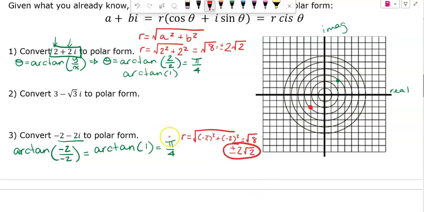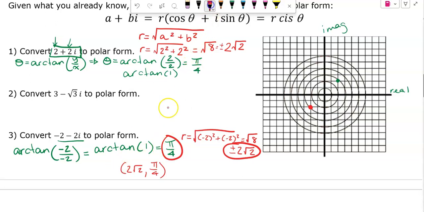Here, if this is my r and if this is my theta, think about it right now. If I was to do this as 2 square root 2 and pi over 4, as a polar coordinate point, that's going to put me right here where this green one is, right? That's going to go out 2 root 2 and to angle pi over 4. That works for this first one, but that's not what I need for this third one.